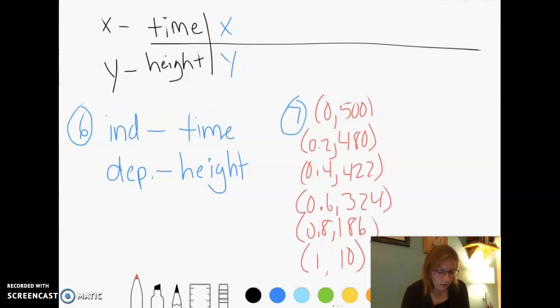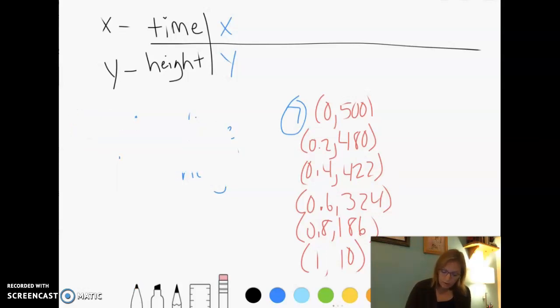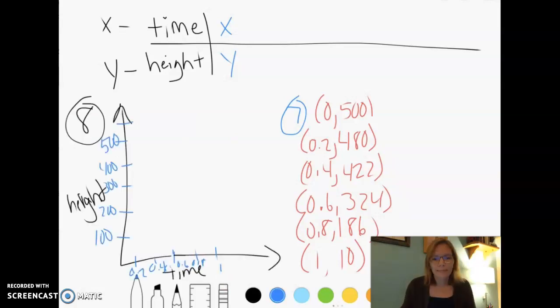Number 8. Draw a graph showing the relationship between the height of a falling object and the time. So for the draw a graph part, okay, I drew this graph so you didn't have to watch me draw the whole thing. And what I'm going to do is take all those ordered pairs from the table in the book and plot them on this chart that I made, this graph.